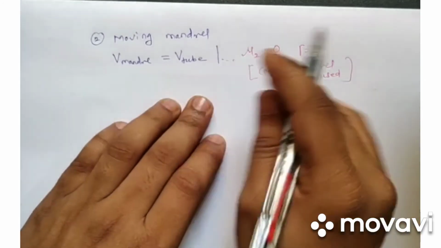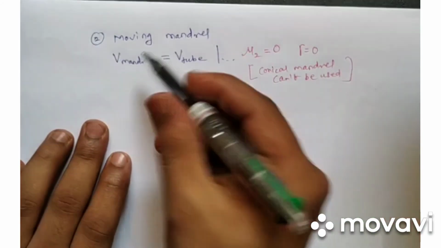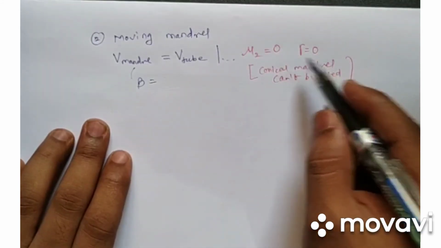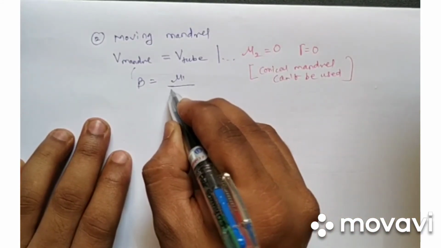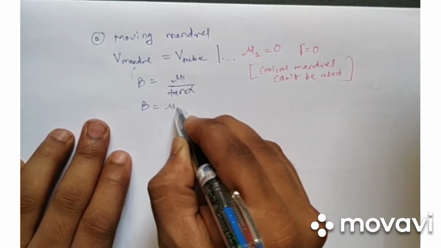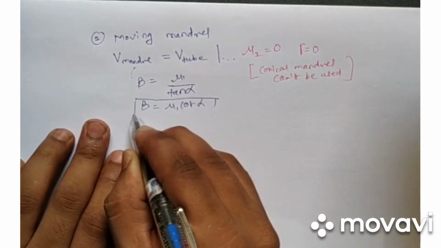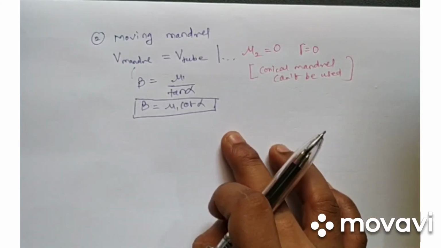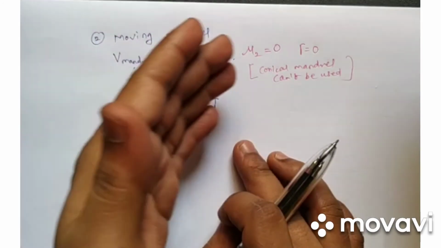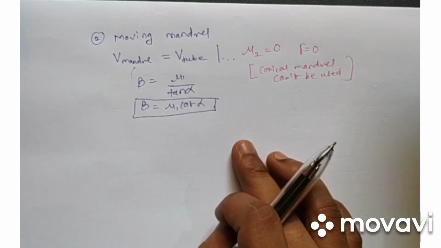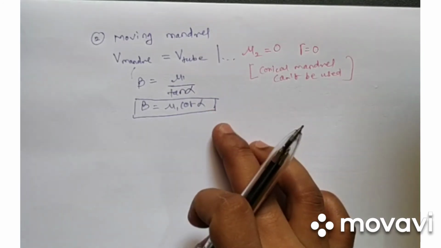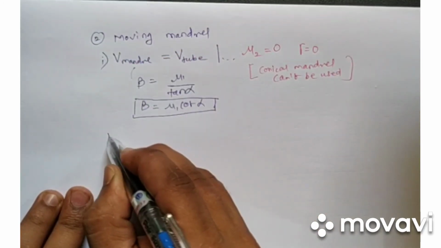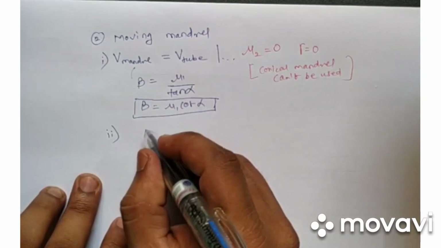In this case, we can write the value of B as, we have seen that mu2 is 0 and gamma is 0, so we just have mu1 by tan alpha, and that is nothing but mu1 cot alpha, right? So we have seen this case in the tube drawing. It is like the case of tube drawing only, because the mandrel is moving with the same velocity, and that's why we have this case.